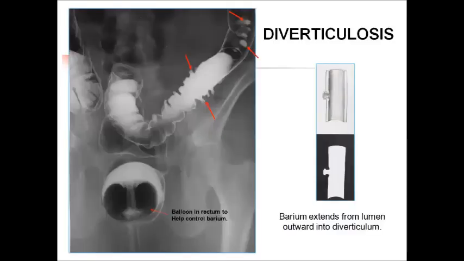Diverticulosis, on the contrary, is a situation when barium extends from lumen with mucosa outward through the colon wall, and barium will accumulate in the diverticulum cavity, and may be found as such a symptom on plain X-ray films.